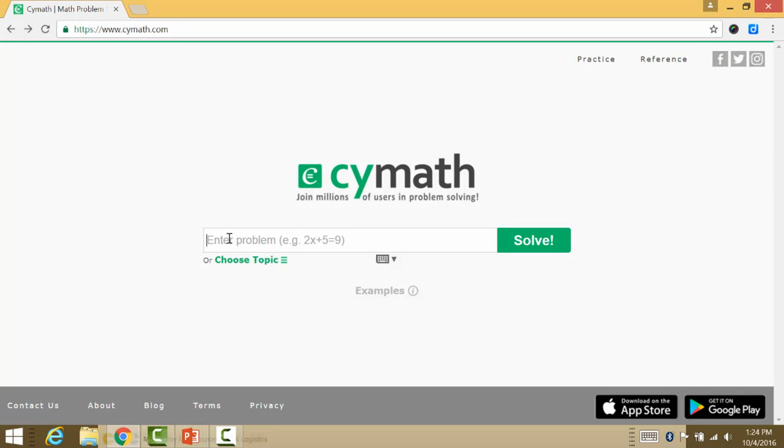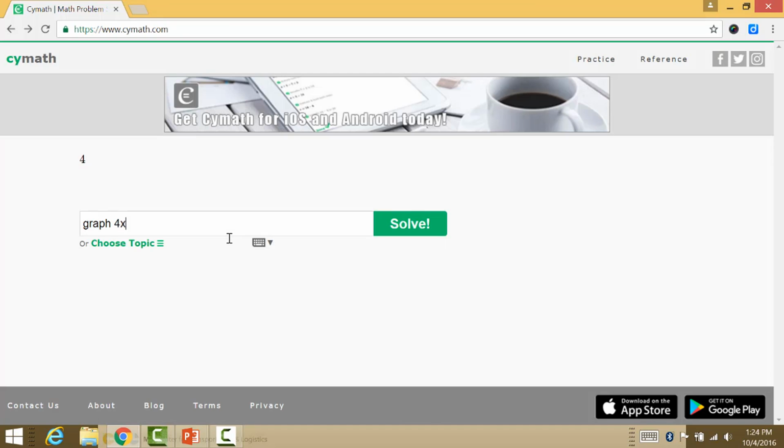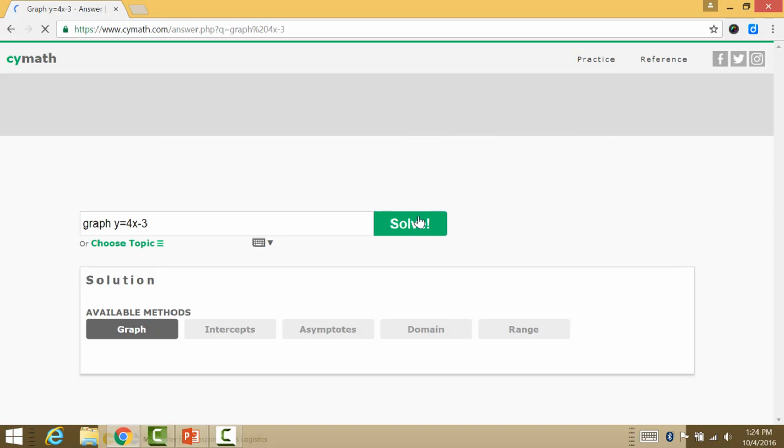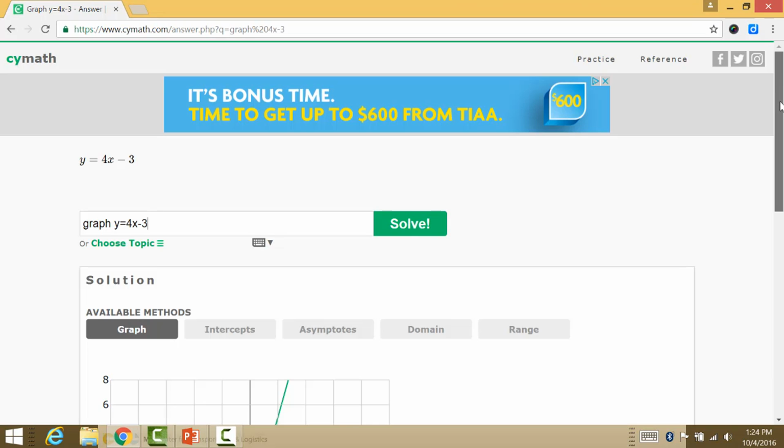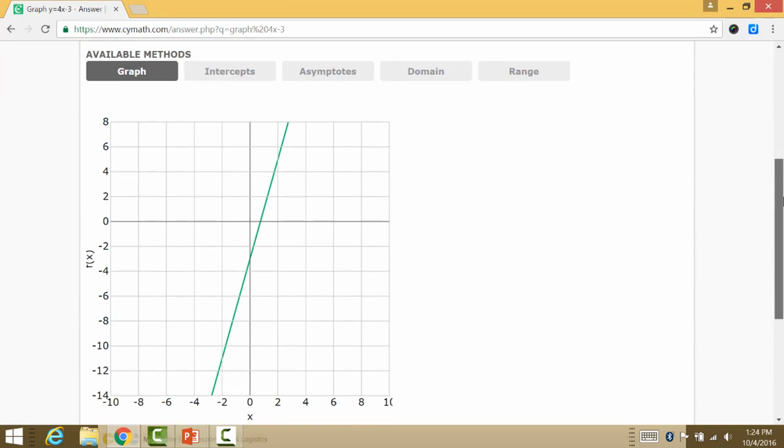Once we get in SciMath, we're simply going to type graph 4x minus 3. Now, up here, you can see that SciMath automatically lets you know how it's interpreting that. In essence, we are interpreting that correctly right now. So we're going to hit solve, and we'll see what happens. Now, once it's solved, we're going to look at the graph itself, and we can see that this is the graph of 4x minus 3. Similarly, we can look at the intercepts, asymptotes, domain, and range of this equation.